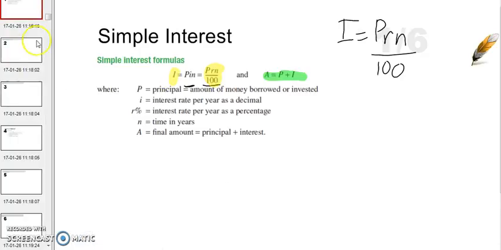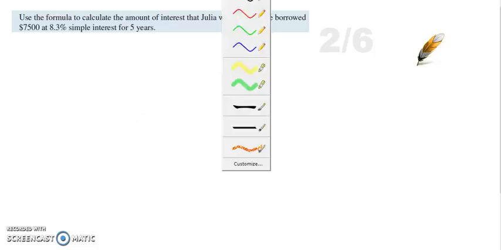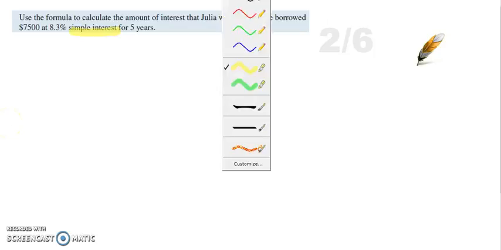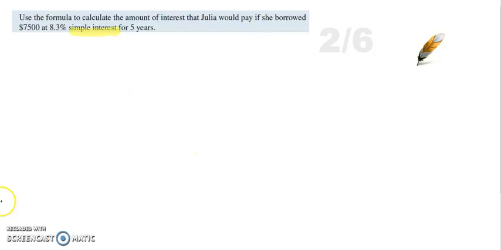So going down a bit, have a look at a couple of questions now. So when we're doing these type of questions, the first thing you always want to do is work out whether it's simple or compound interest. So we'll talk about compound interest later on, but the language always tells you. Use a formula to calculate the amount of interest that Julia would pay if she borrowed $7,500 at 8.3% simple interest. So we know straight away that this is a simple interest formula question. What we need to look at next is the information. So we've got 7,500, 8.3%, and 5 years.